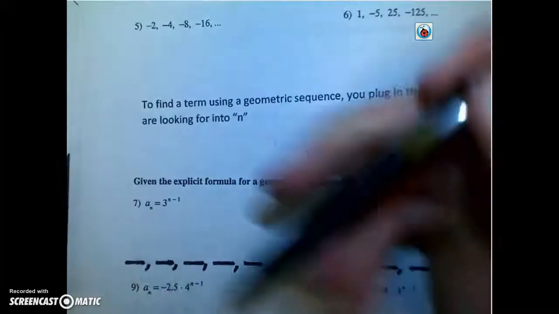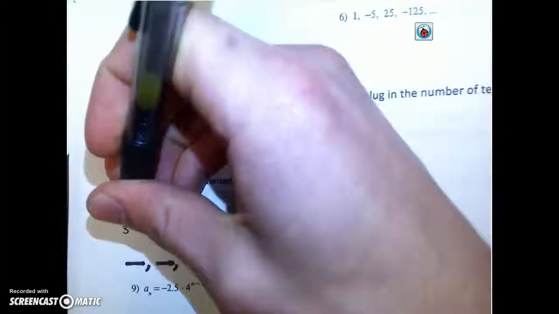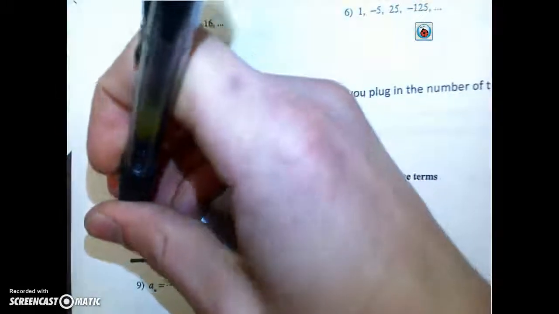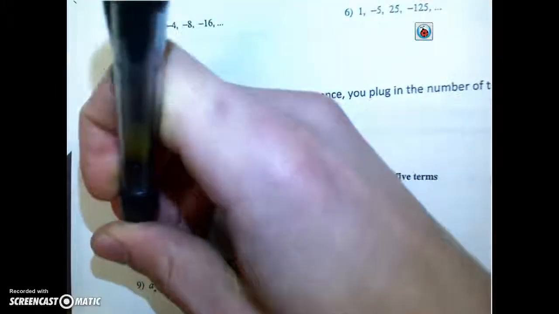So to find my first term, I'm looking for 3 raised to the 1 minus 1 power, which is really just a 3 to the 0 power, which is just a 1.